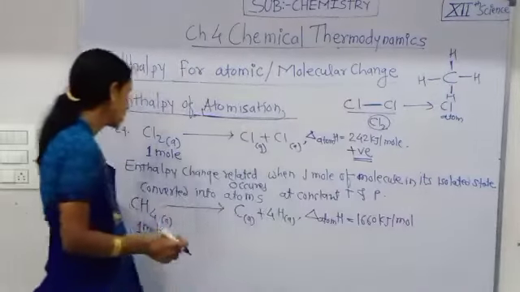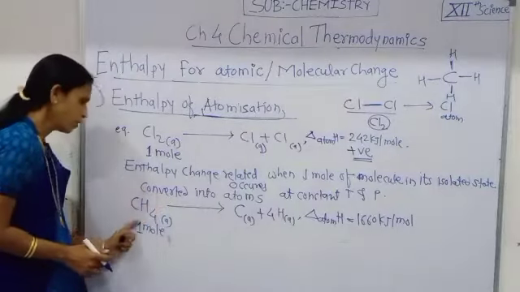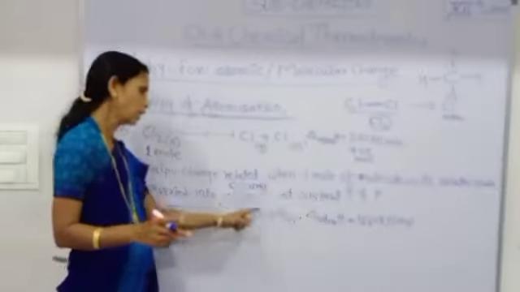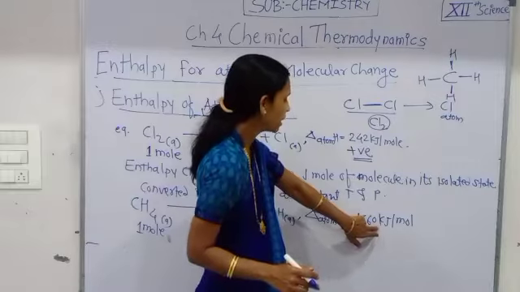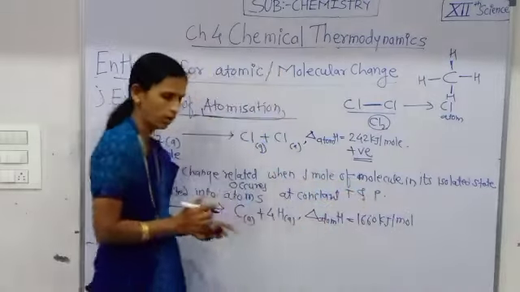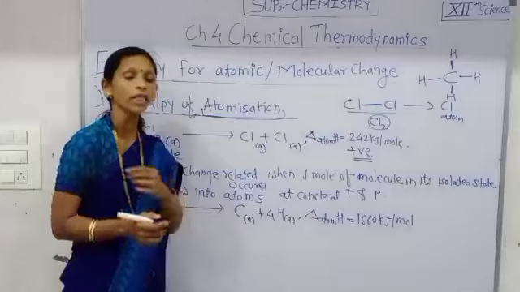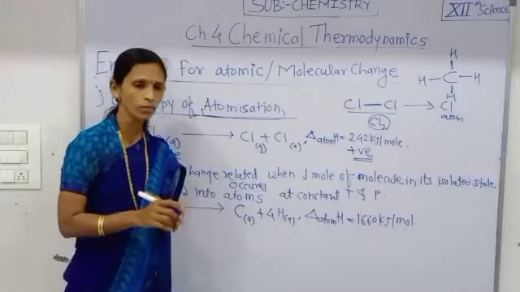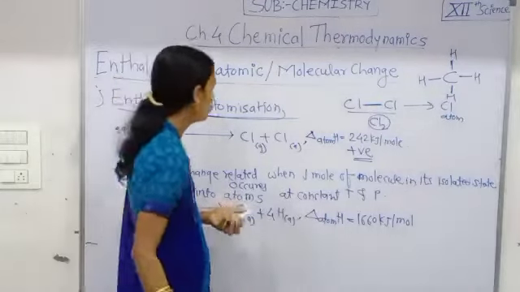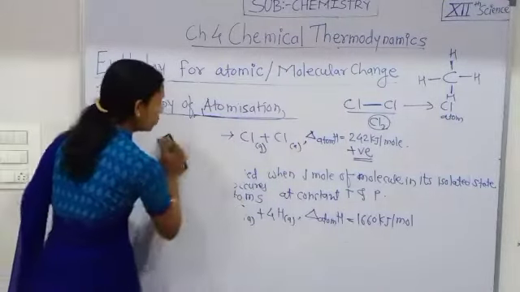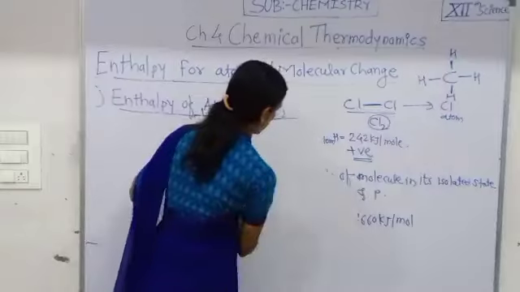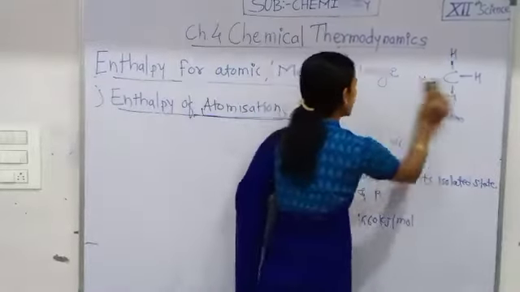That means here the enthalpy of atomization of methane gas is 1660 kilojoule per mole. That is about the enthalpy of atomization. Then we will discuss enthalpy of solution. All of you have studied about that.